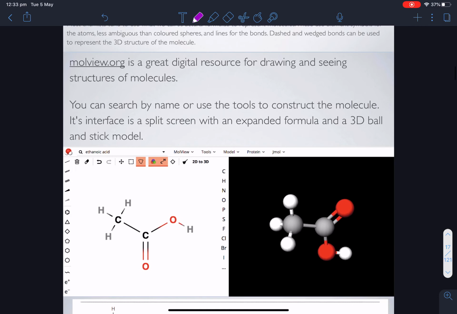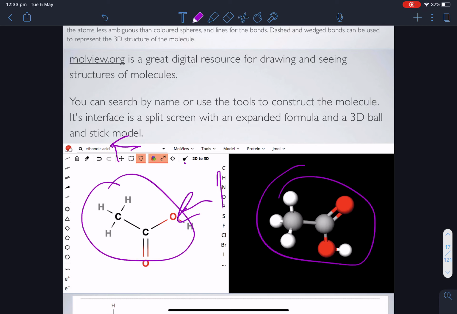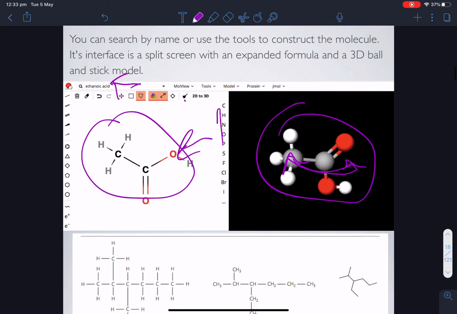Another good way that you can produce ball and stick models at home and for assignments is to use this website called Moleview. I use it to make all these structures in my notes as well. You can put in a search name and it brings up the molecule, or you can use some tools around here to alter the molecule too. It makes a 3D representation that you can click and drag around to see it in 3D shapes. It's a really good little app.